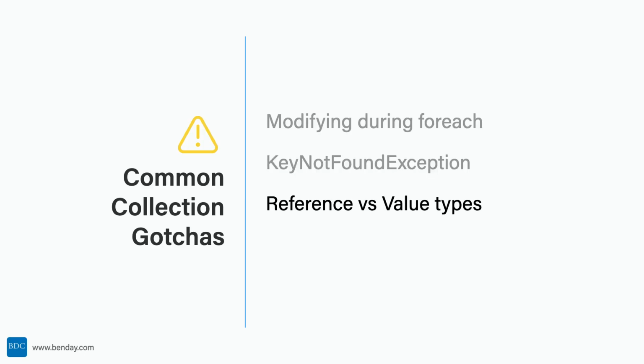When you put objects in a collection, you're storing references, not copies. Change the object somewhere else, it changes in the collection too. This trips up everyone. Lists have hidden capacity. They might reserve space for 16 items even if you only have 3. Don't worry about it unless you're dealing with millions of items.